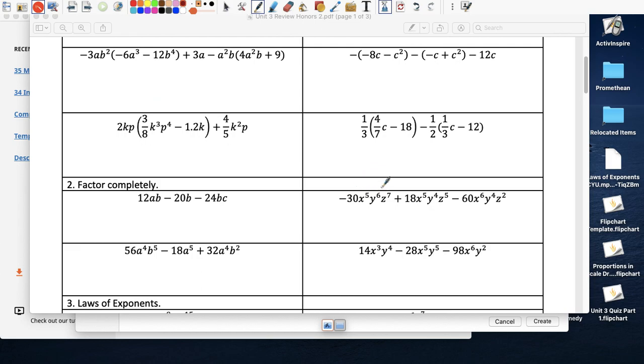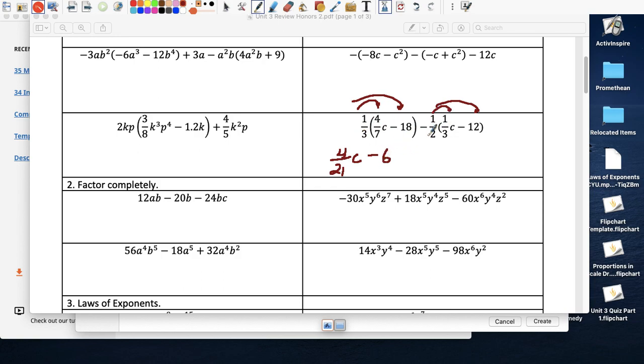Which one am I doing right now? Oh, this one. Okay. Distributive property, distributive property, distributive property, distributive property, and then combine if possible. 1/3 times 4/7 is going to be 4/21c. 1/3 times -18. So it's positive times a negative, which is a negative. 1/3 times 18 is just 6.